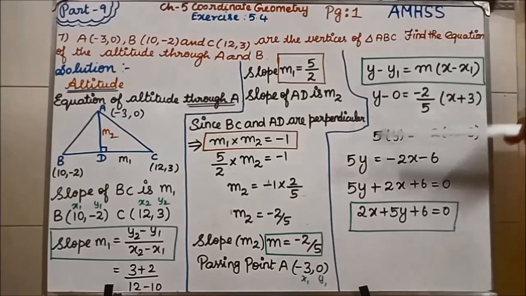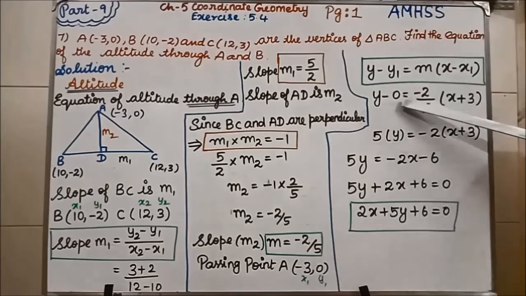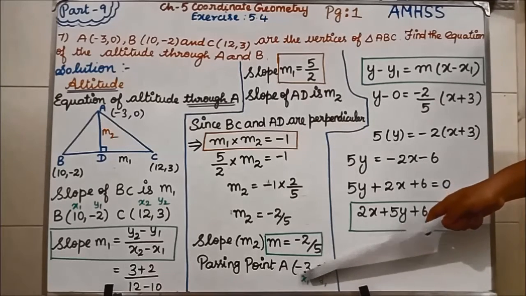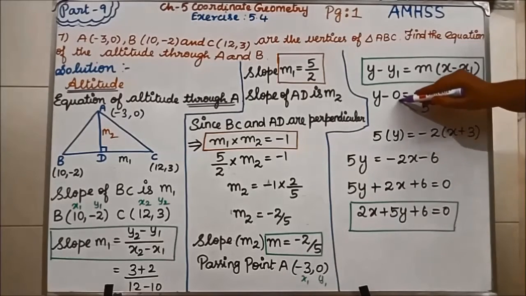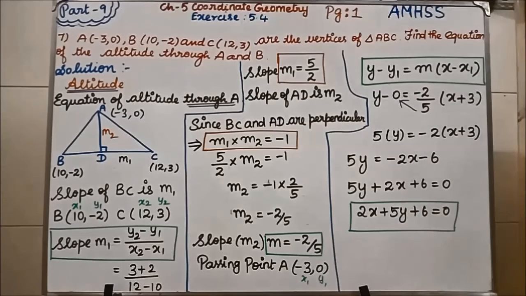Now y minus y1. y1 is our 0. So y minus 0 equal to m, which is minus 2 by 5, minus 2 by 5, into x minus x1. x1 is what? In the formula there is one minus, and in minus 3 we have another, so that minus minus will become plus. Clear? So y minus 0 is what? y. The next step, we do the cross multiplication with this 5. So y minus 0 is y, and multiplying by 5 we get 5y is equal to minus 2 into x plus 3.